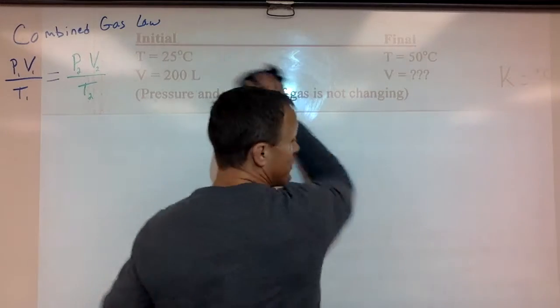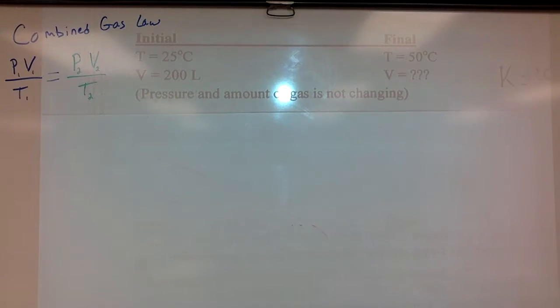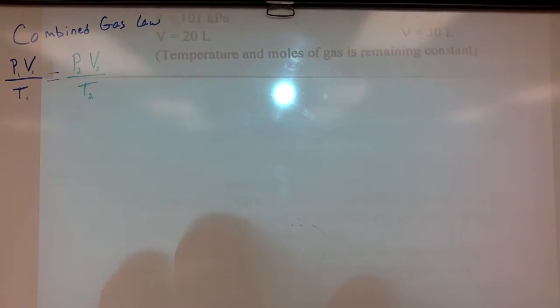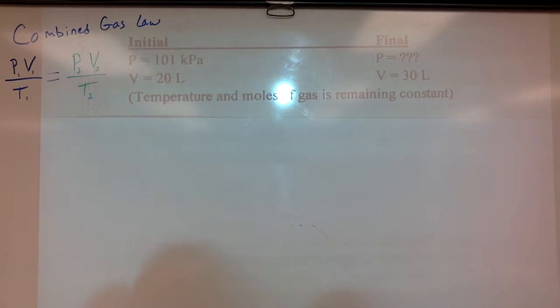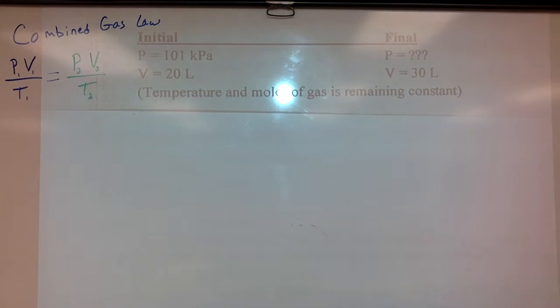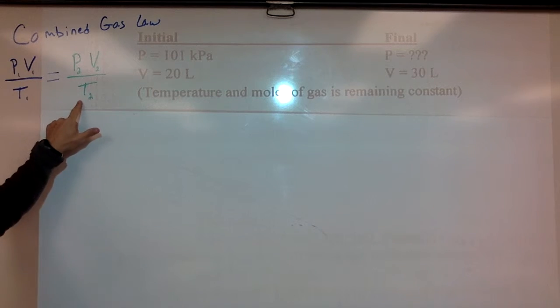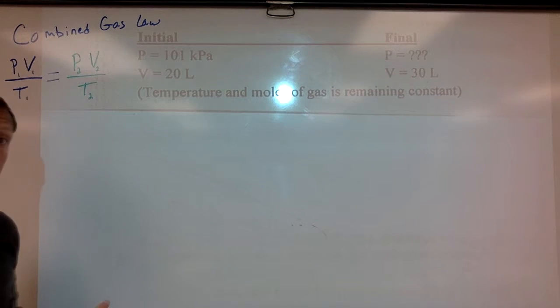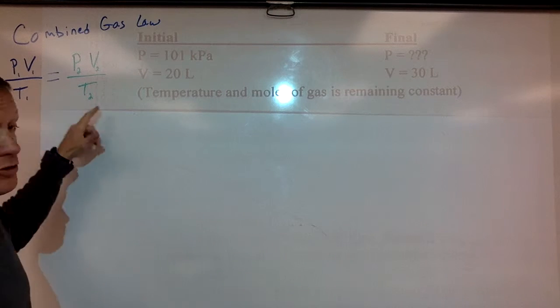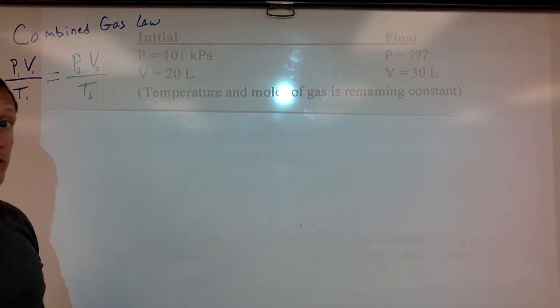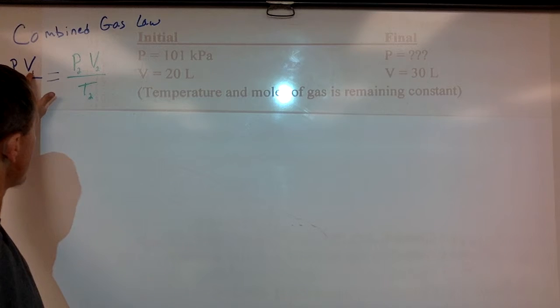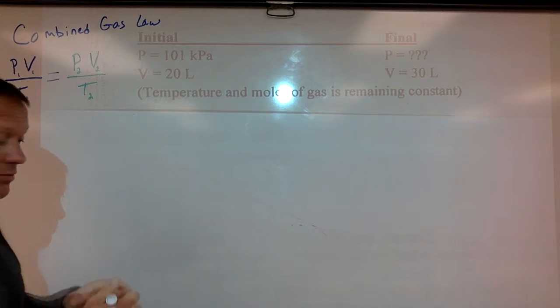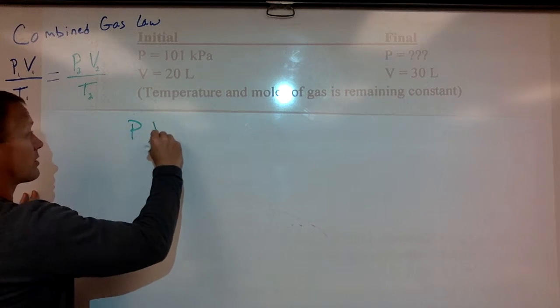Another example here. So this one gives you pressure and volume only. It's asking you for a pressure. So in this case, we only have pressure and volume. There's no temperature. Temperature is staying the same. So you could put a temperature here and a temperature here and keep them the same, or just ignore it, which means all you have is P times V equals P times V, which is an inverse proportion between those two things.